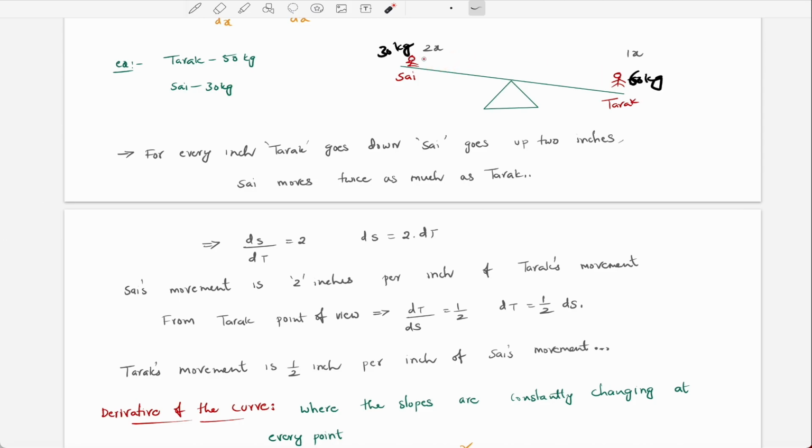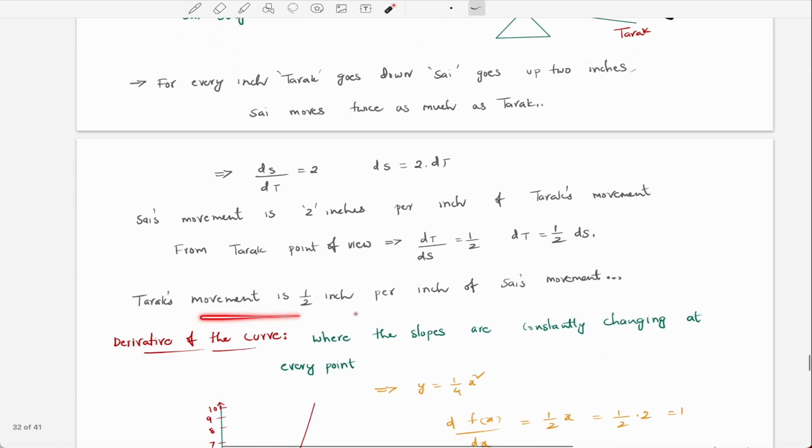From Tarak's point of view, the change in Tarak with respect to the change in Sai is equal to half. The change in Tarak is half of the change in Sai. So if Sai moves 50 meters, Tarak moves only 25 meters, right? Tarak's movement is 1/2 inch for each inch of Sai's movement.